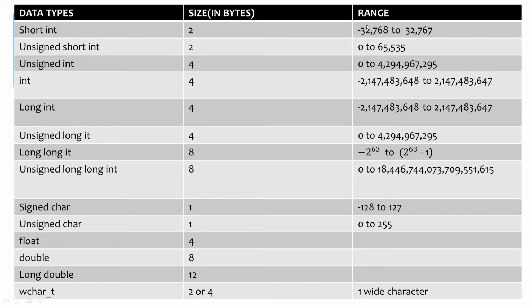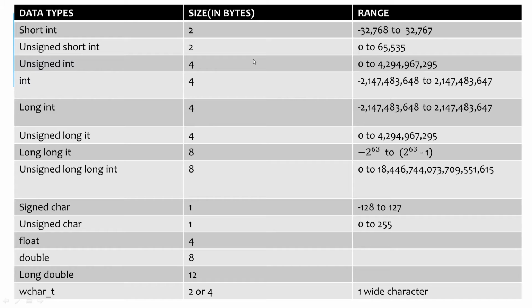And range, so I told you that the range decreases now. See, minus 32,768 to 32,767. While in the normal int, the size is 4 bytes and the range is minus 2,147,483,648 and so on.